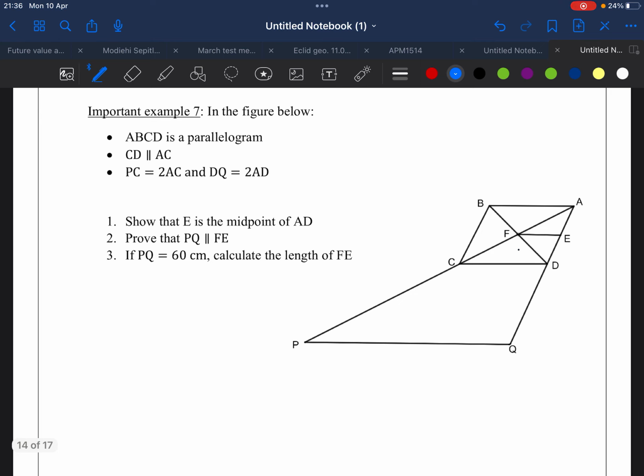I think there is a typo on our worksheet. Let us check bullet 2, CD parallel to AC. Sorry, there's a typo. It must be CD parallel to FE, not AC. CD parallel to FE there. I apologize for that typo.